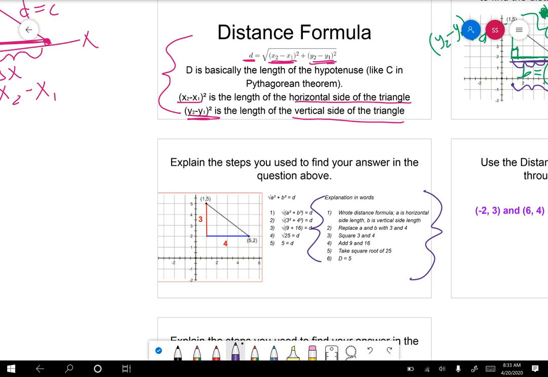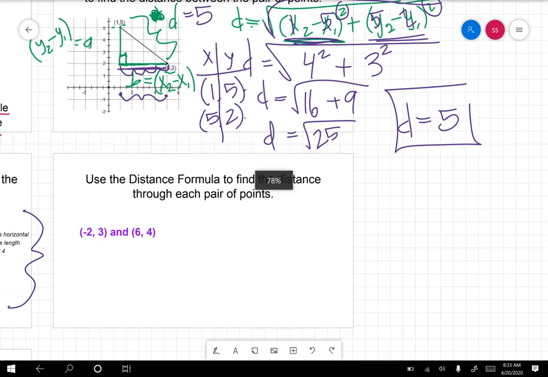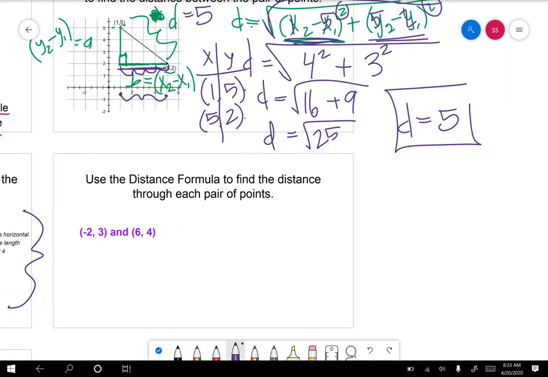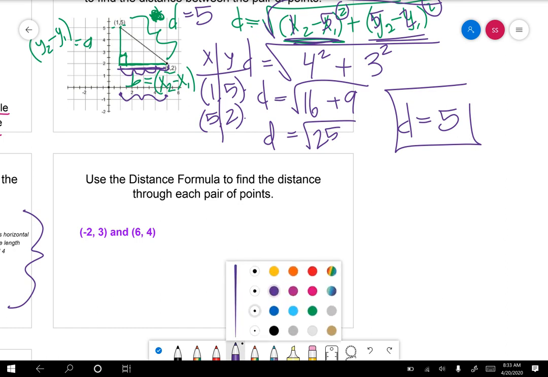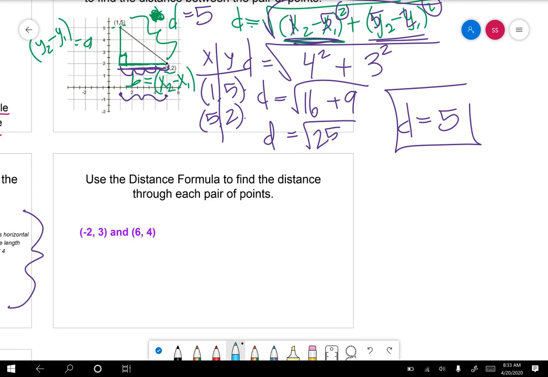All right. Last example. Use the distance formula to find the distance through each pair of points. So here we're not actually given a graph, we're just given the 2 points. So I'm going to walk through this how I like to do it. Again, there's multiple ways to do everything in math, right? But this is just the way that I find most intuitive.